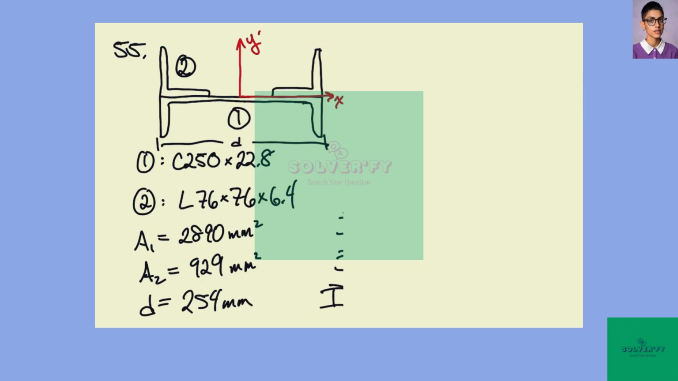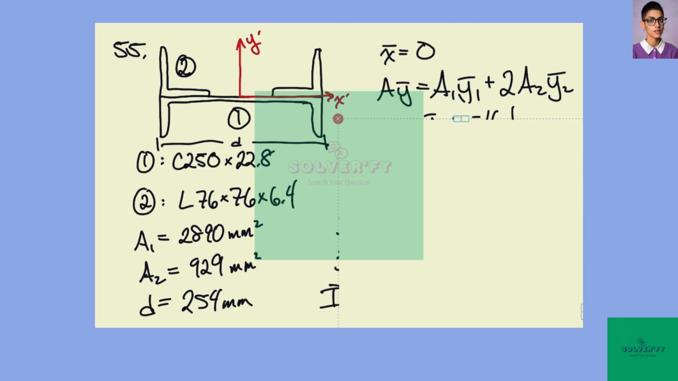Now, we know that X bar is going to be 0 because of the axes I've defined here. Okay, so I've defined these axes at the top of the C channel web, and we'll figure out where the area moment is with respect to that. I've defined the y-axis just at the center of this, and so we know because of the symmetry that X bar is going to be 0, and Y bar we can figure out.